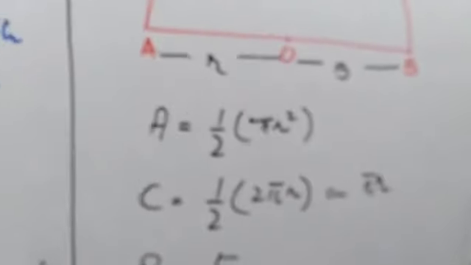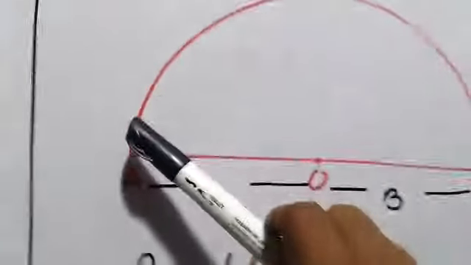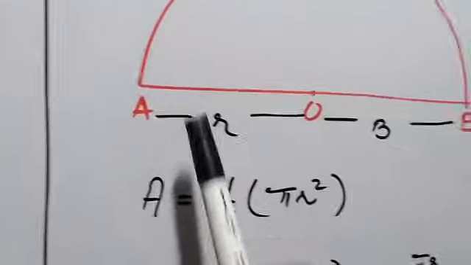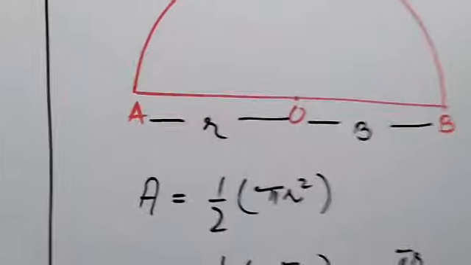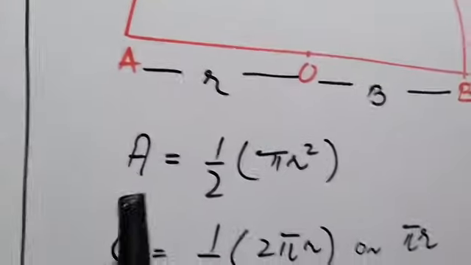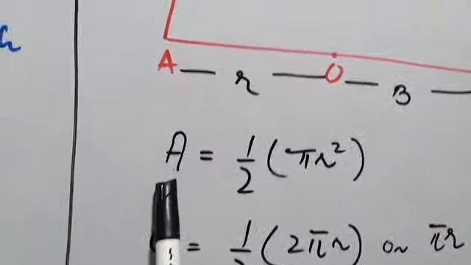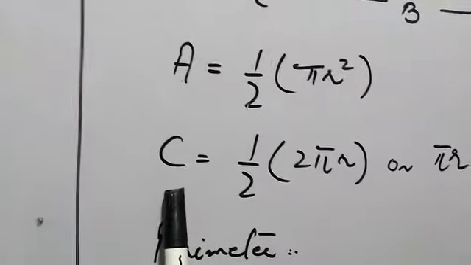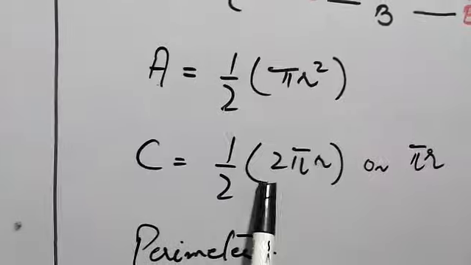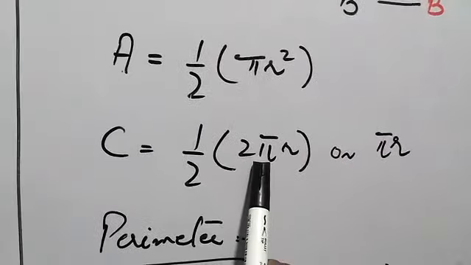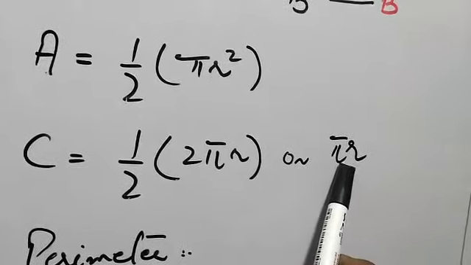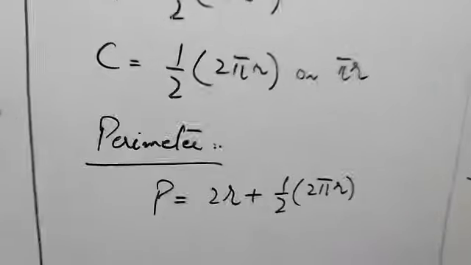Now next will be the semicircle. You know what a semicircle is? Half of the circle is known as the semicircle, or we can say a diameter which divides the circle into 2 parts. Now what is the area of the semicircle? Area is equal to 1 upon 2 of pi r square. Circumference is equal to 1 upon 2 of 2 pi r. Now 2 and 2 we can cancel out, so we can write C is equal to pi r.